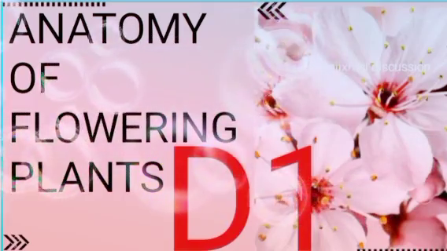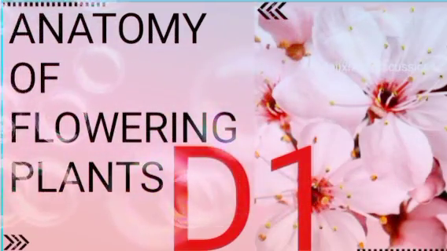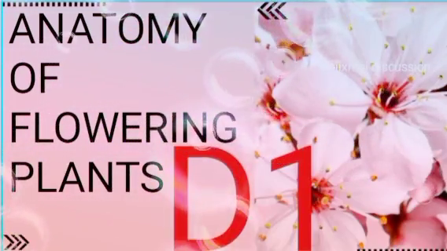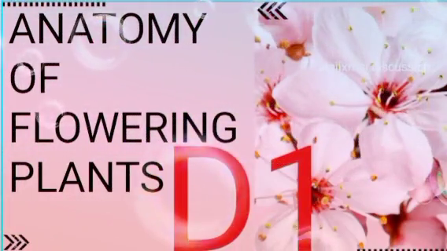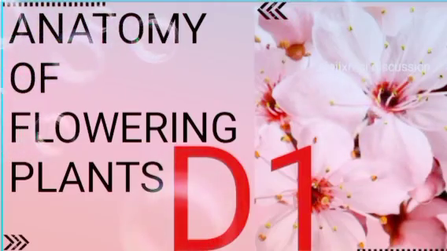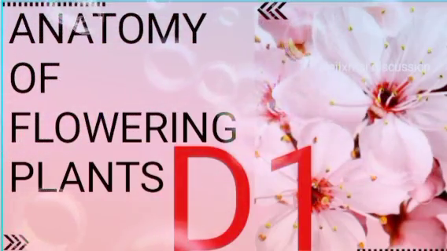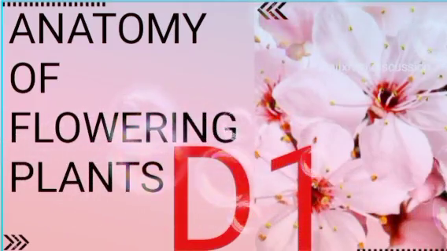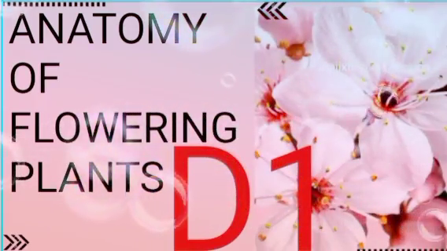Tissues are classified into two main groups, namely meristematic and permanent tissue, based on whether cells being formed are capable of dash dash or not. The next subtopic 6.1.1 meristematic tissues.